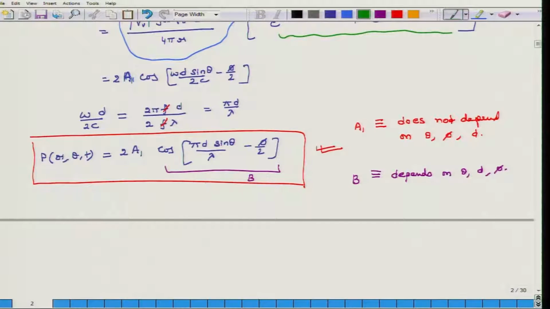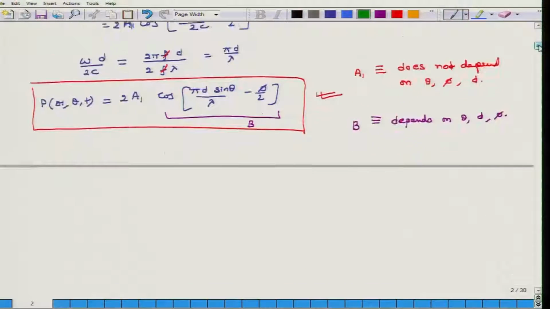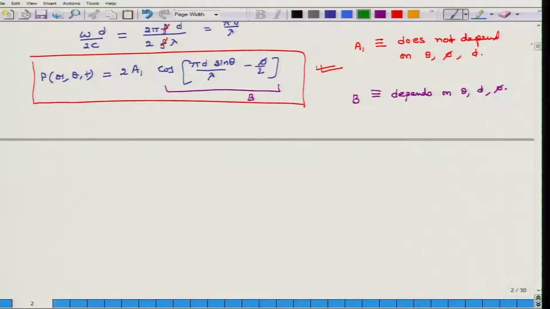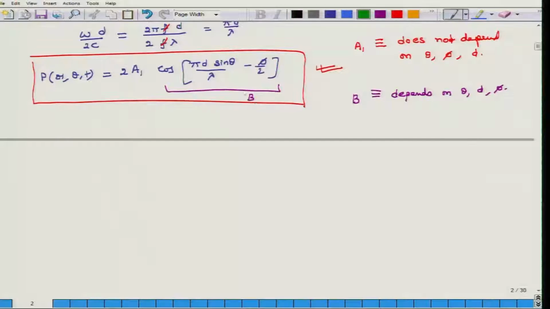Okay. So, this is important to understand. If I have to plot the variation of pressure with respect to theta, then that plot will have the same shape as the plot for B as I change theta. So, we will actually make one such plot. To construct a plot, we need to know the value of d, we need to know the value of theta, and we need to know the value of phi.